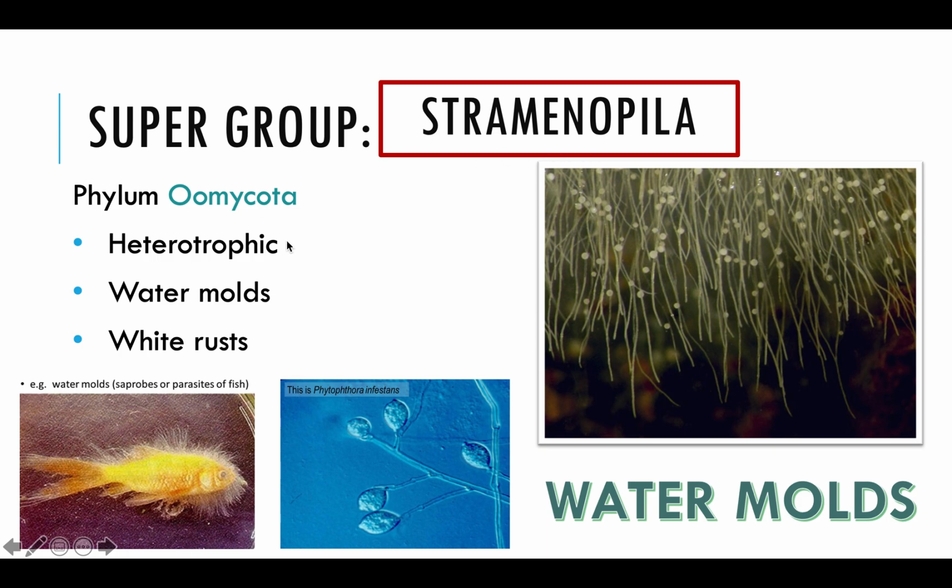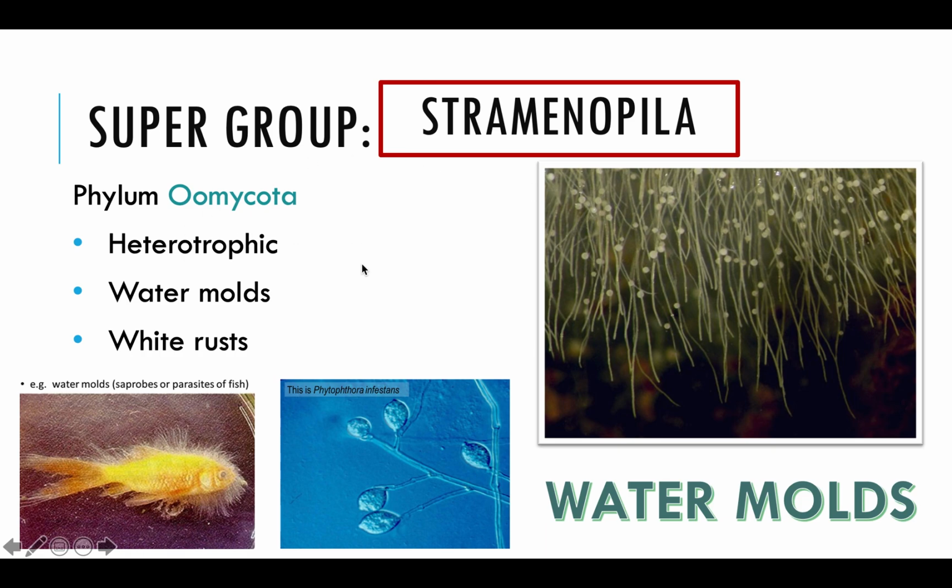And then the last group within Straminophylla are our water molds. These are heterotrophic organisms. They're actually responsible for the Great Potato Famine in Ireland, specifically P. infestans. That was the whole problem there. You also get some issues in aquarium tanks.